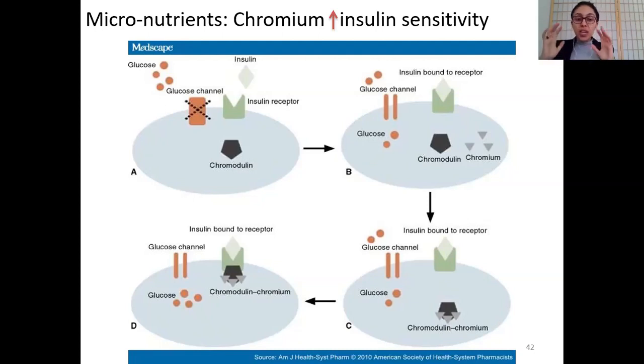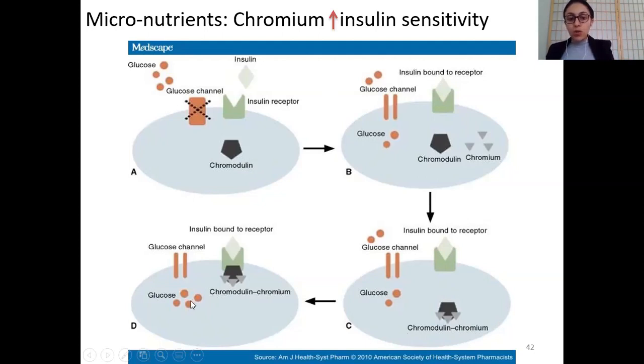Once the cell has a sufficient amount of glucose and needs no more, oh sorry, I should have gone like this. I finally just went to this. So chromium attaches to the chromodulin. This is A, B, C. I directly just verbally said it and didn't show you the diagram. So A, B, C, C is chromium-chromodulin, and this complex then attaches to the insulin receptor.